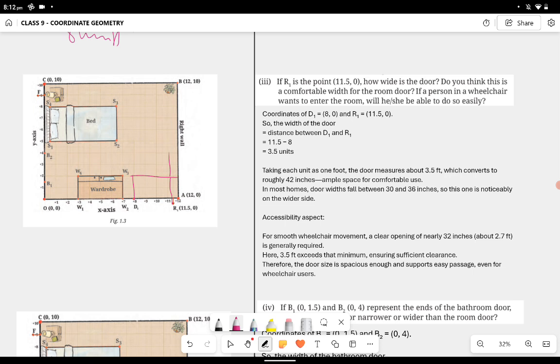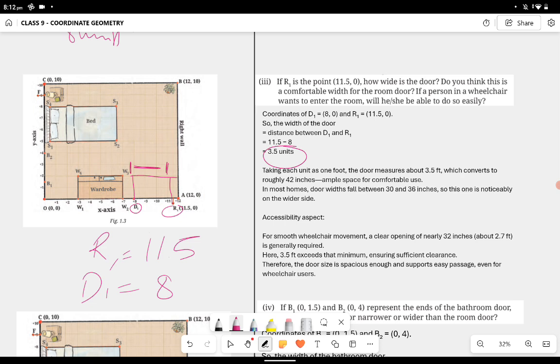So here we need to first find out the width of the door. This distance is what we have to measure. For that we need to find the difference between D1 and R1. So R1 value is 11.5 while D1 value is 8. So 11.5 minus 8 gives you 3.5 units.